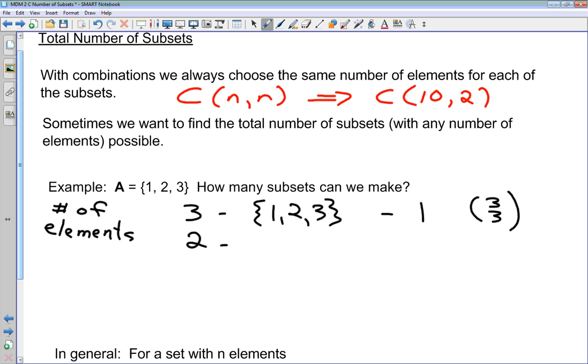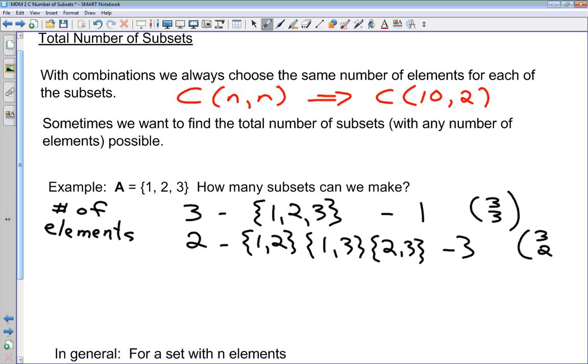What if we want a 2-element subset? Well, there are a few different possibilities here. We could pick 1 and 2. We could pick 1 and 3. We could pick, well, I want the curly braces to let us know that this is a set, 2 and 3. So we've got 3 possibilities if we want a 2-element subset, which we could have also calculated by doing 3 choose 2.